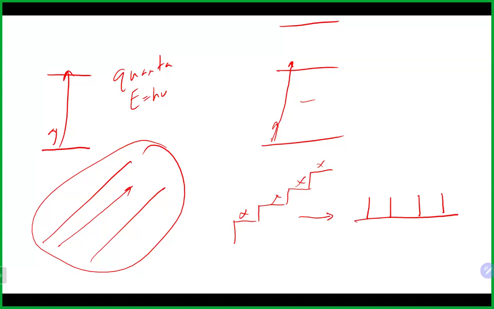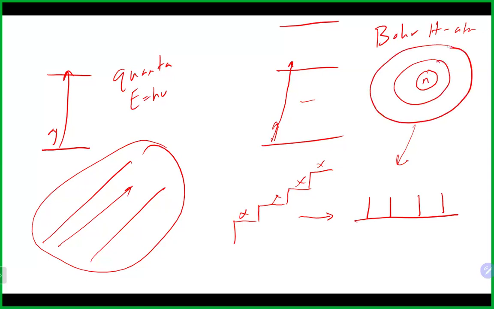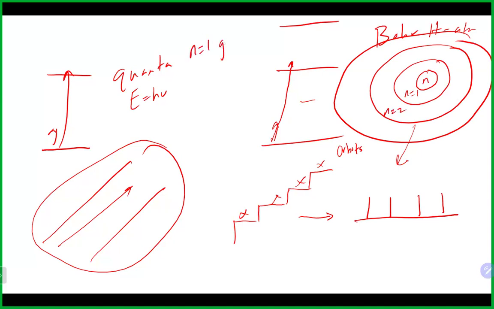Now, one person that tried to explain why we see these lines, for example, with hydrogen was Bohr. And Bohr had his hydrogen model there. His was that planetary model, if you remember. You had the nucleus, and then you had these orbits. And this was n is equal to 1, n is equal to 2. Remember that n is equal to 1 is the ground state. It is the lowest energy level.